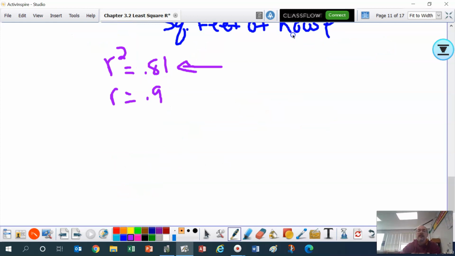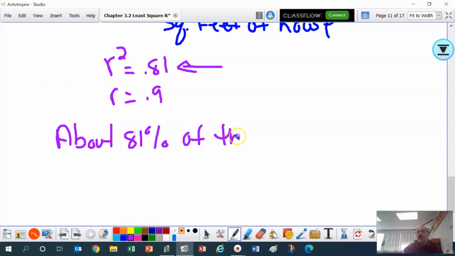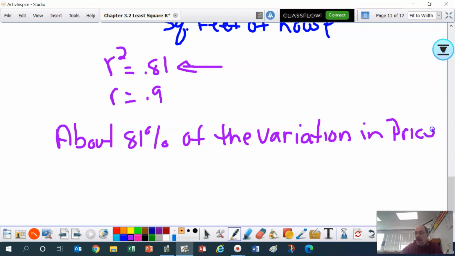So what is it telling us? Let's think about this. Remember, everything is approximate here. So we could say about 81% of the variation in price, that's the y-axis, among, whoops, let me spell that a little bit better.